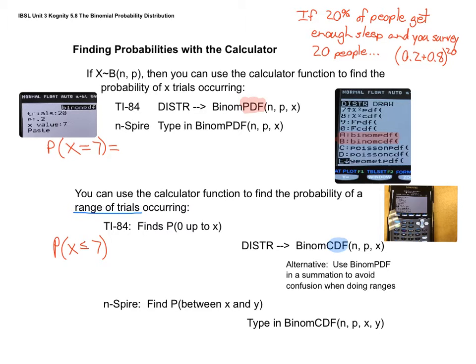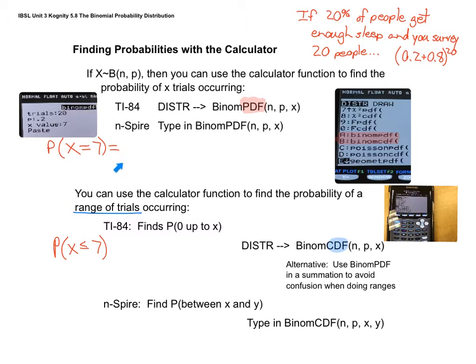If you have the TI-83, all you do is type it in that order, N, P, and X, separated by commas. The comma is right next to the left parenthesis. So you'll type in 20, comma, 0.2, comma, 7. She's got a TI-83, so it doesn't give her the little menu like you guys get over here.